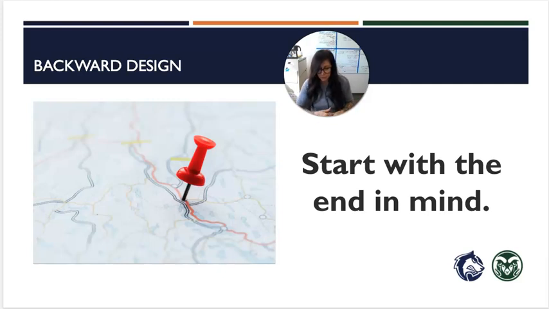Backwards design has three key stages. We identify the desired results. What should students know and be able to do after they complete this course? We will determine acceptable evidence, which is how will students show what they know. And we will then plan learning experiences to help them demonstrate what skills and knowledge they've acquired.